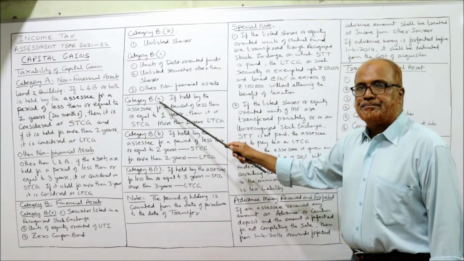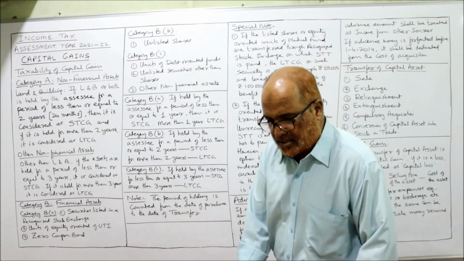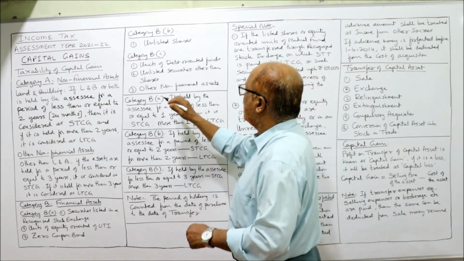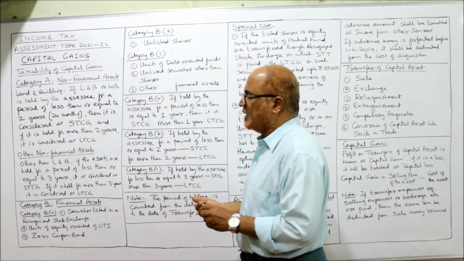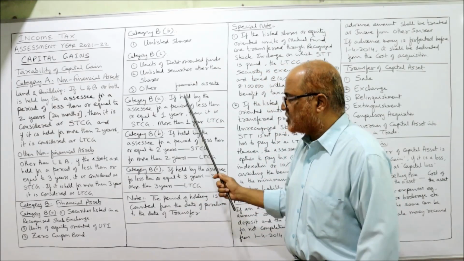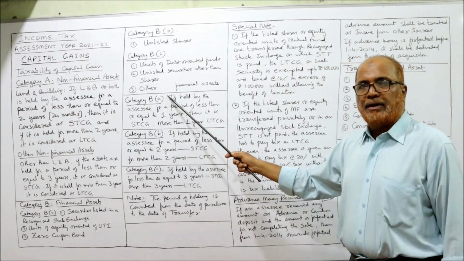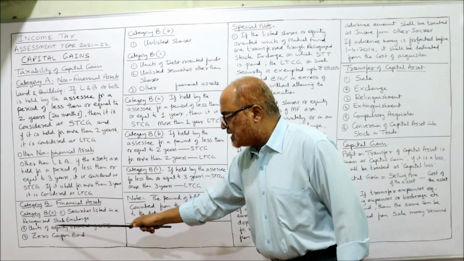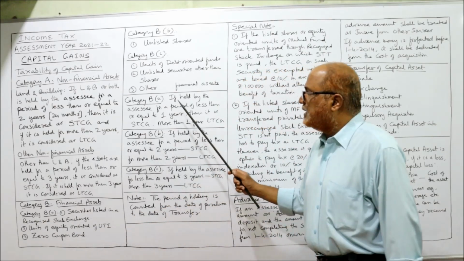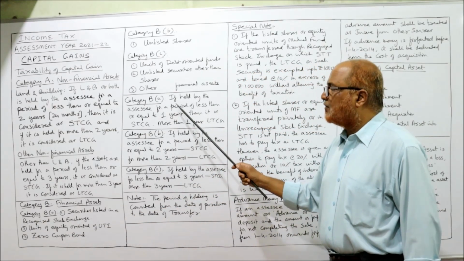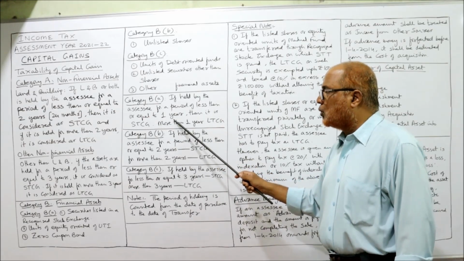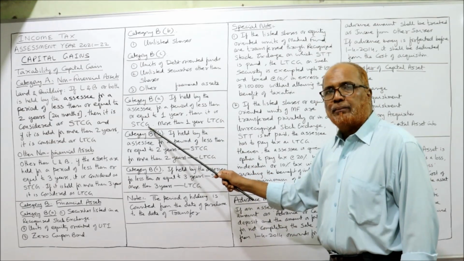Now category B is actually any other financial asset, which is not non-financial, it is financial. Now category BA: 3 assets are there. What is the rule here? If held by the assessee for a period of less than or equal to 1 year, then it is short-term capital gain.